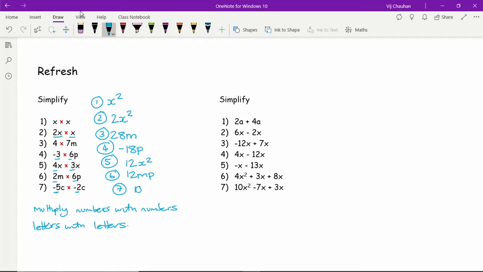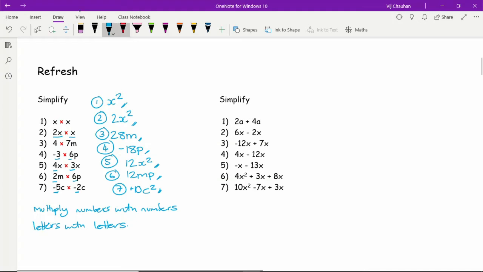A negative times a negative is a positive, so I'm just going to write a little plus there. Again, if there's no sign there, you always assume it's positive, but there's no harm in writing a plus. And c times c is c squared. So there are your answers to those 7 multiplying and simplifying algebraic terms.